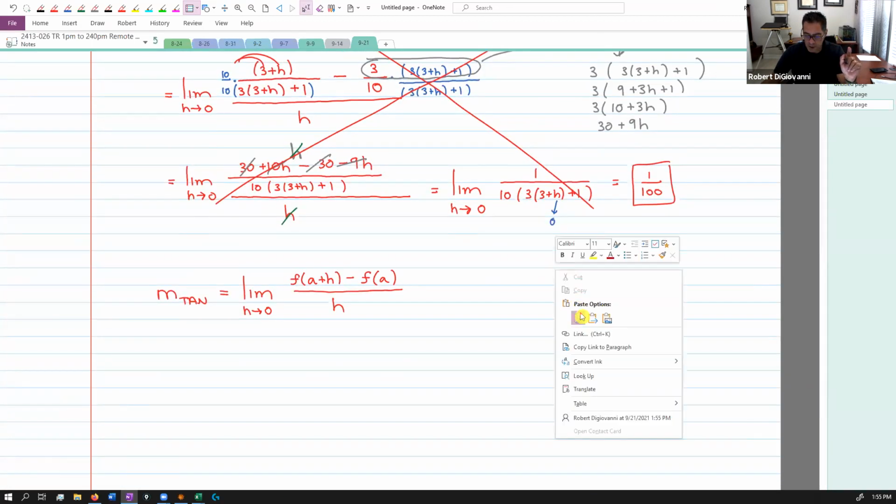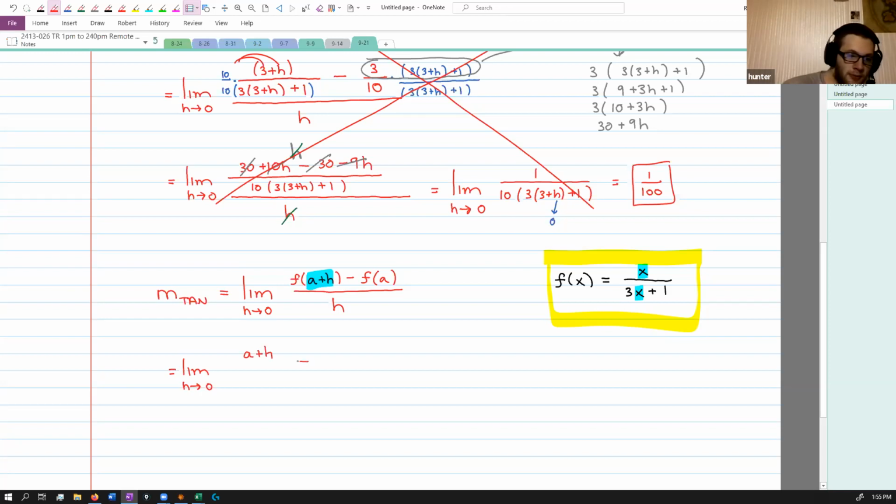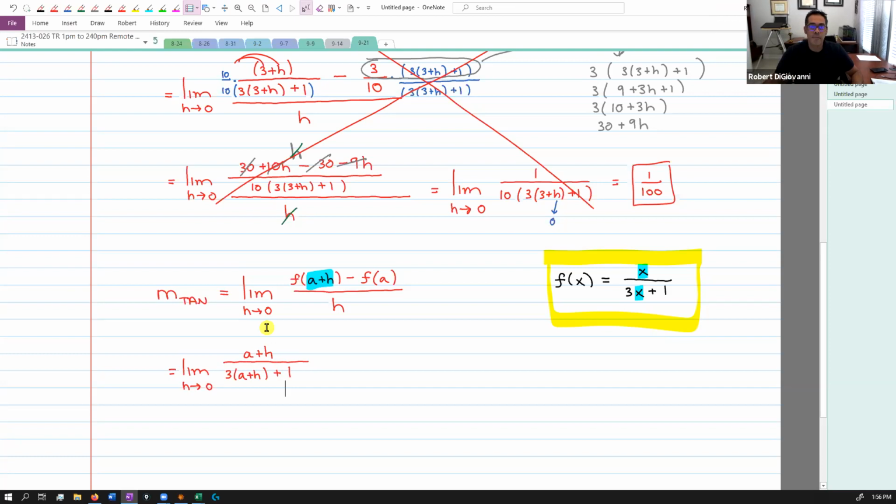Okay, so for this particular function, we can figure out what f of a plus h is, right? If I ask you to plug a plus h into this function for your x's, you will get an expression that looks like this. Limit as h goes to 0. Okay, what's the top? Replacing the x with a plus h: a plus h over 3 times a plus h plus 1. See, I'm leaving a as a. I'm not telling you what a is.